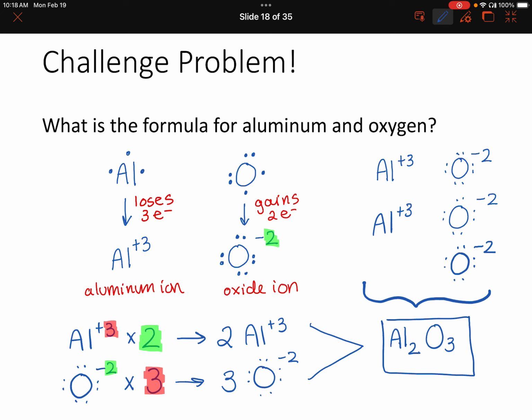So there's lots of different ways to figure out these formulas. If you're more of a visual person, you could just draw out the Lewis diagrams. But if you like the math part of it, you could always try to find that common factor, multiply each ion by the other's charge, and that will give you the correct formula each time. Even if it's just multiplying by 1, right? It'll still give you the correct formula.